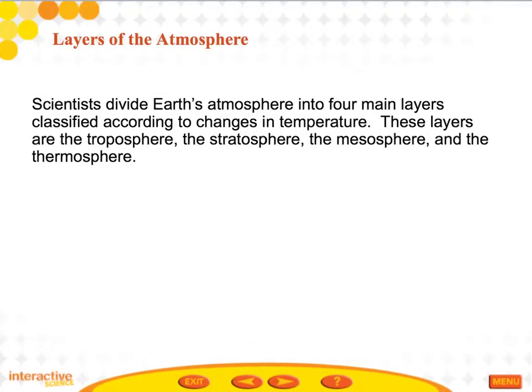Okay, layers of the atmosphere. Now, in our atmosphere, there are layers of it, just as if there were layers on the inside of our Earth, like we talked about. In this case, the scientists divide the Earth's atmosphere into 4 main layers, and they're classified according to their changes in temperature. The layers are the troposphere, the stratosphere, the mesosphere, and the thermosphere. And we're going to talk about those in more detail.